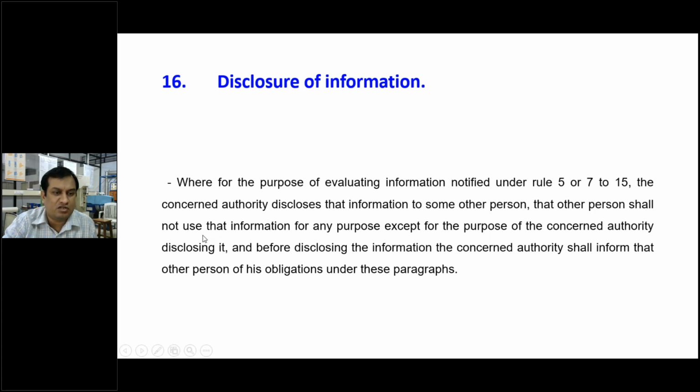That other person shall not use the information for any purpose except the purpose for which the concerned authority disclosed it, and before disclosing the information, the concerned authority shall inform that other person of these obligations under these paragraphs. So the information should be provided in such a way that you can take care and prepare for safety actions and safety measures, and avoid repetitions of major accidents, and that information should be disclosed to the public or to the different persons.